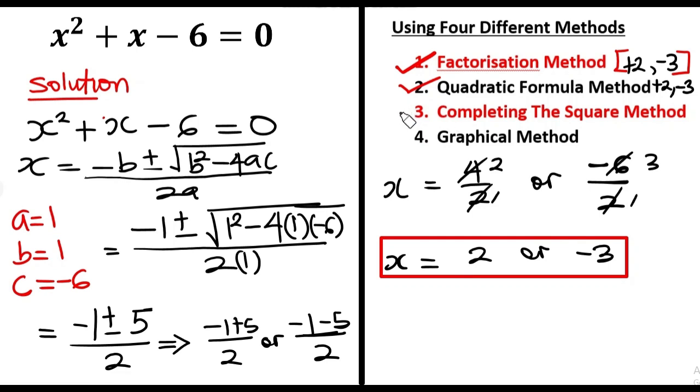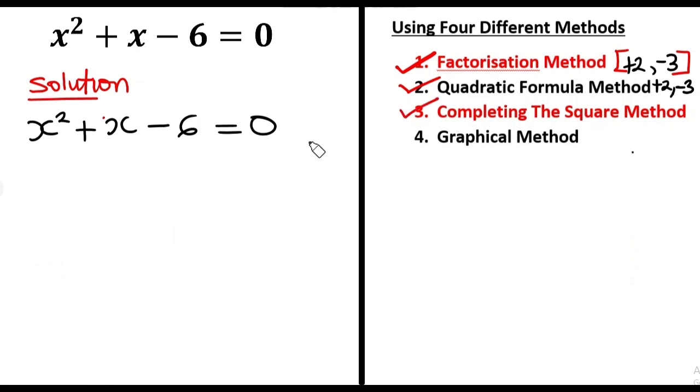Now we're going to use the third method, which is the completing the square method. If you have just seen this video, we've decided to use 4 different methods to solve the same quadratic equation, which is x squared plus x minus 6 equals 0. And definitely we are going to get the same answer, which is 2 or minus 3, as we got for the first and second methods. Now that we're using completing the square, which is the third one, definitely we're going to have the same answer.